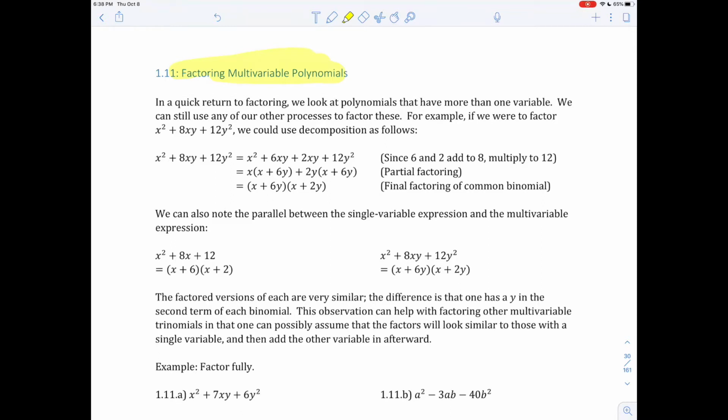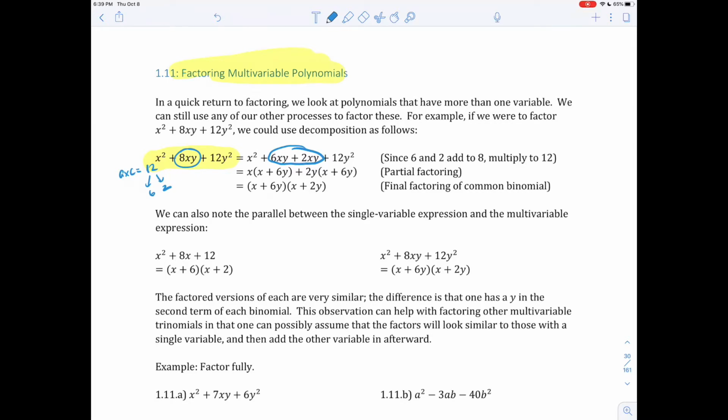Okay. So when we're doing this, we actually follow any of the same processes that we did before. So we could use decomp. So if we're looking at this example here, what we would normally do is we'd look for GCFs. Obviously there are none in this case. Then we go, okay, well, what's A times C? A times C is 12. Let's look for factors of 12 that add to 8. 6 and 2. So we're still decomposing this middle term of 8xy as 6xy plus 2xy.